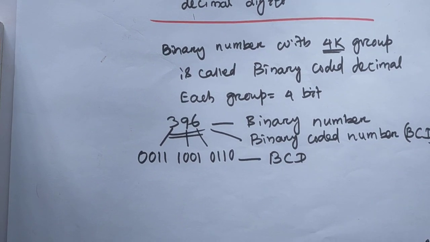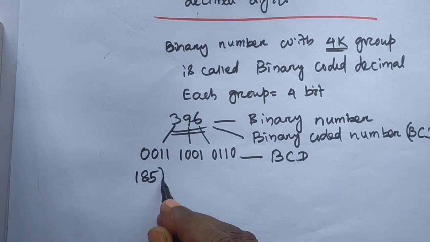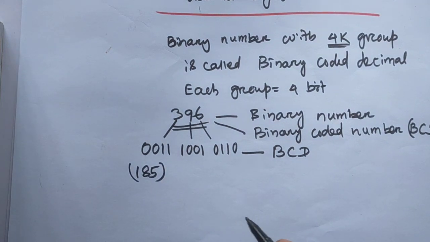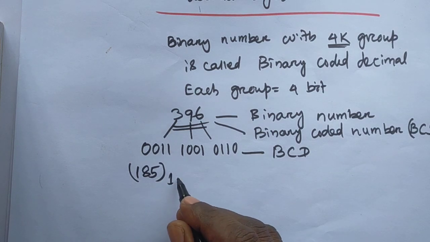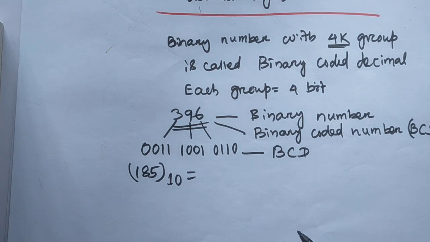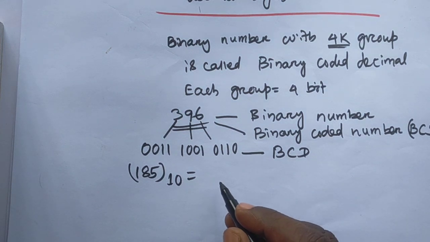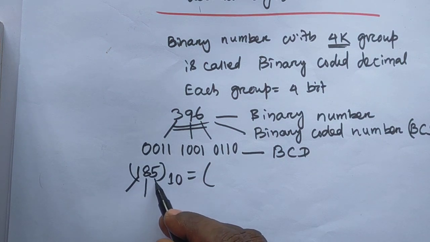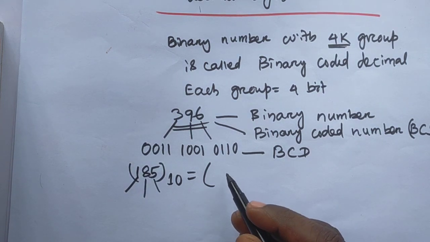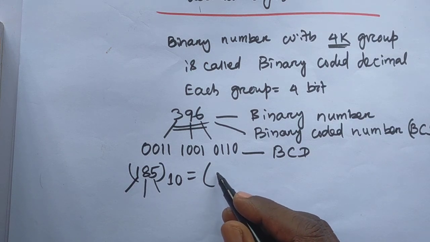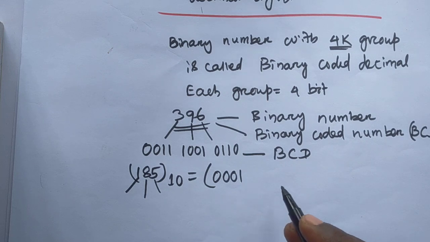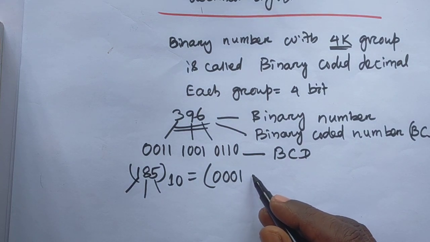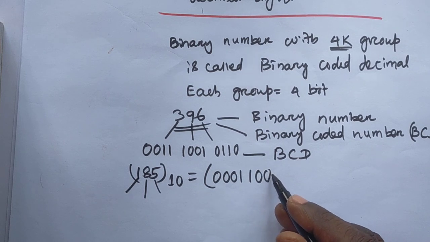Similarly, we can take another example, 185. 185 is actually a decimal number. In BCD form, you can write the individual digits: 1, 8, and 5. Here 1 is defined as 0001, and 8 is defined very simply as 1000.